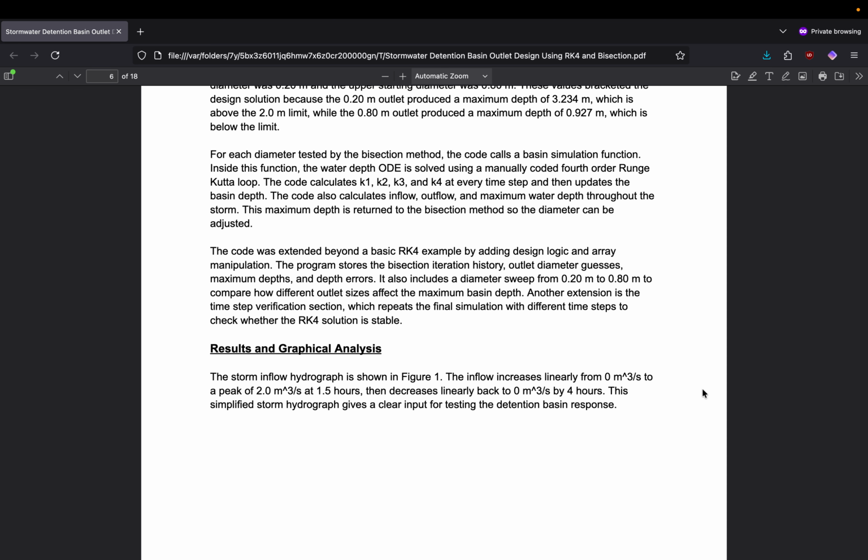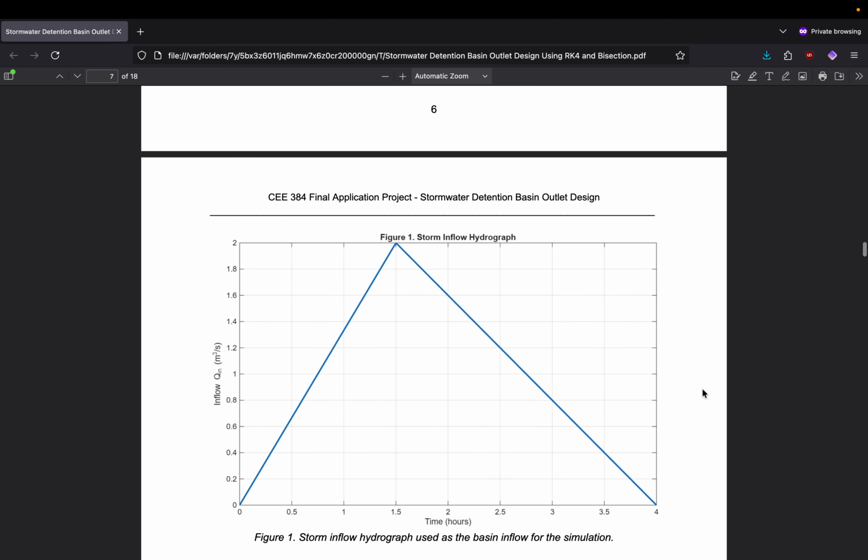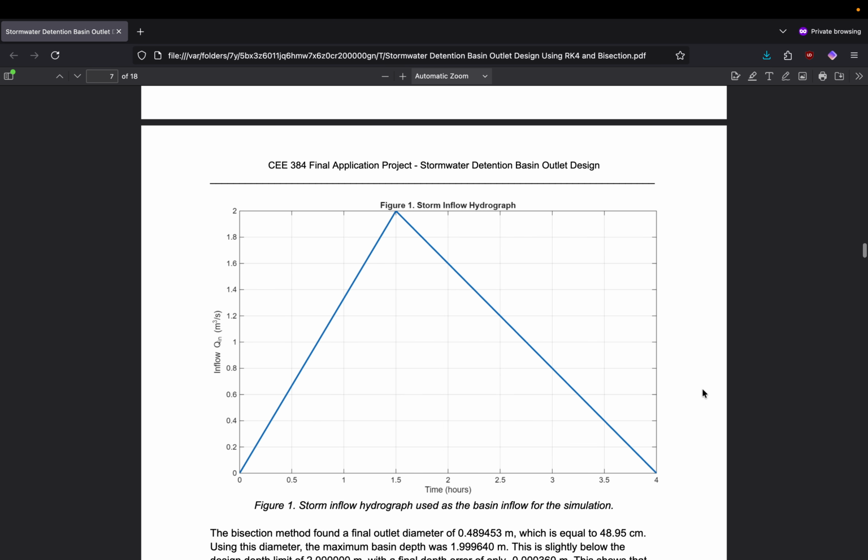Looking at the results, the storm flow hydrograph shows the triangular storm input. The inflow increases to the peak and then decreases back to 0. The basin depth graph shows that the water depth increases during the storm and reaches the maximum very close to the 2-meter design limit. After that, the depth begins to decrease because the inflow becomes smaller than the outflow.